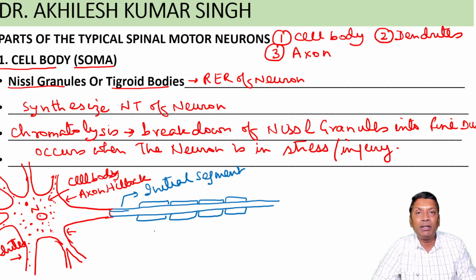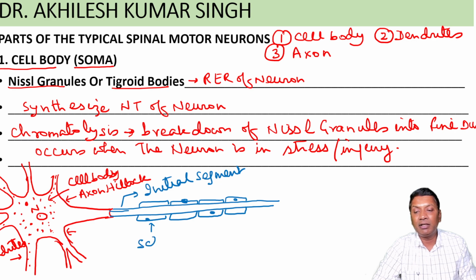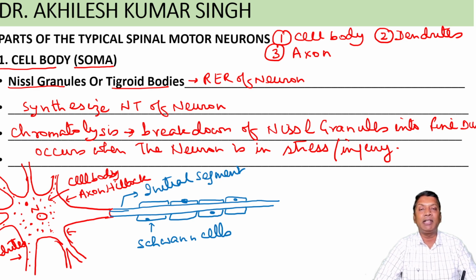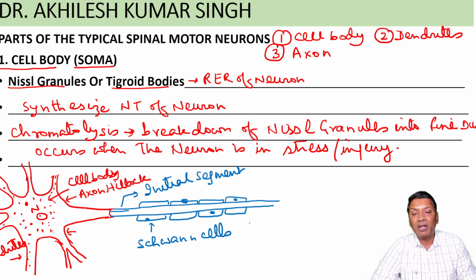And on the axon, there are myelin sheaths. These myelin sheaths are formed by the Schwann cells in the case of the spinal motor neuron. So these Schwann cells form the myelin sheath over this neuron. Then this axon will end in the terminal button, the structure where the vesicles containing neurotransmitters are stored.